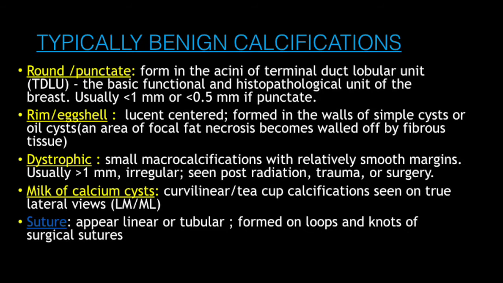Dystrophic calcifications are small macrocalcifications with relatively smooth margins. They are usually more than 1 millimeter in size, irregular, seen post-radiation or in trauma or in cases of surgery. Milk of calcium cysts are curvilinear or teacup calcifications seen on true lateral views. Suture lines also give rise to calcifications. These appear linear or tubular, formed on loops and knots of surgical sutures.